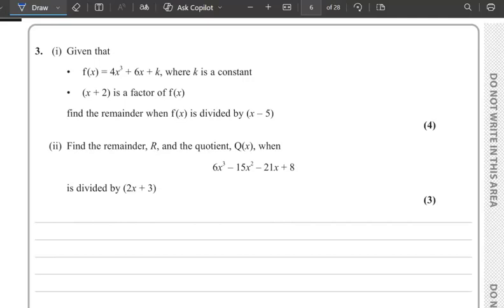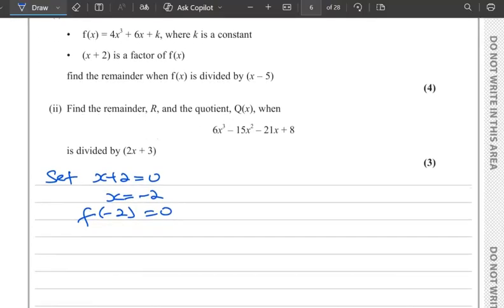So we can start with Roman 1. We've said set x plus 2 equals to 0, and therefore here x equals to -2. Now working on this further, we know that if x plus 2 is a factor, then f of -2 should be equals to 0. So f of -2 should be equals to 0.